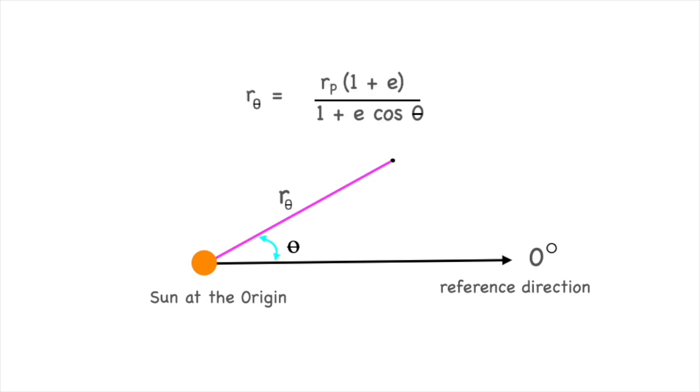With these tools at hand, you can ask the following quantitative questions. For any given set of initial conditions, namely the location and velocity of a planet, what is the overall size, shape, and orientation of the elliptical orbit? How do the initial conditions account for the eccentricity of the ellipse? And for any given angular position of the planet, relative to a reference direction, how far is the planet from the sun?